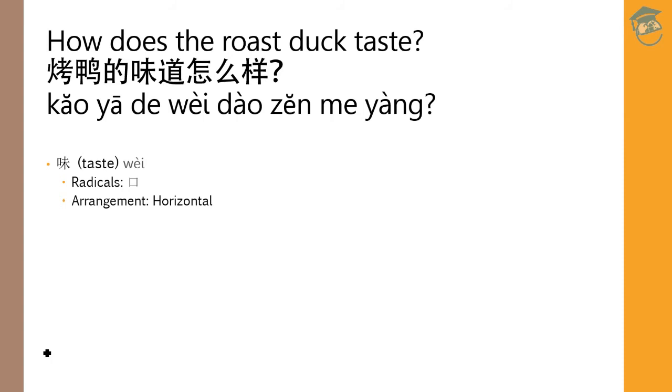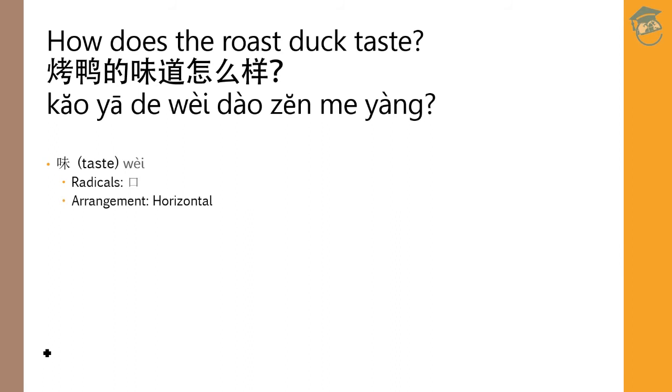So let's look at the whole sentence. 烤鸭的味道怎么样? So 烤鸭, as you have learned, means roast duck. And then 味道 is taste, as a noun. Okay, so 味, as I've just told you, means taste, and 道, I know you learn it in many different ways, but when it's combined with 味, 味道 means taste.